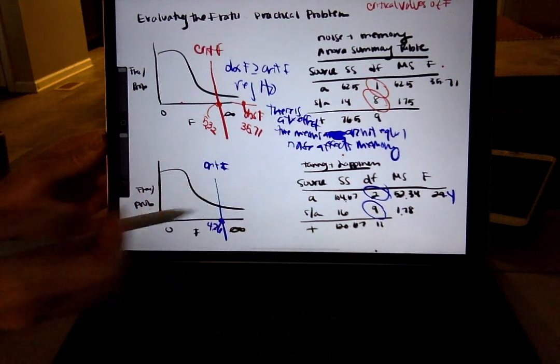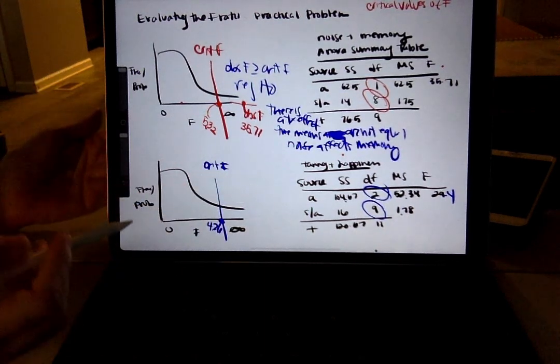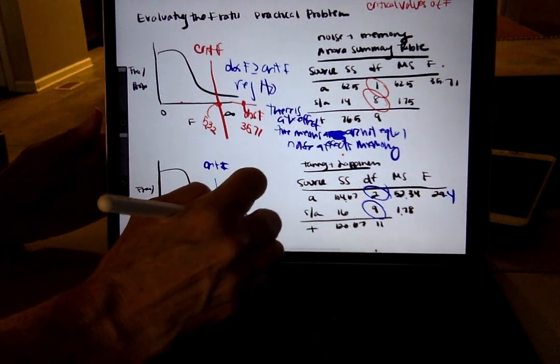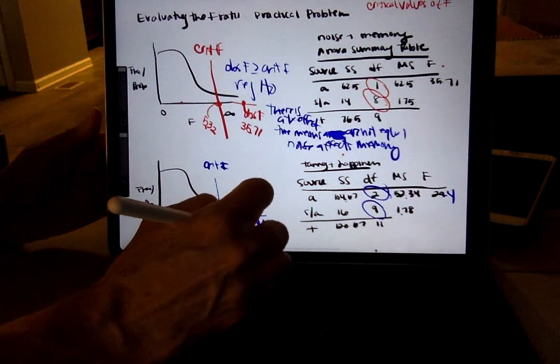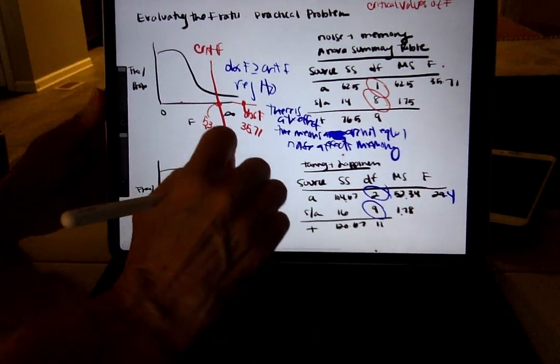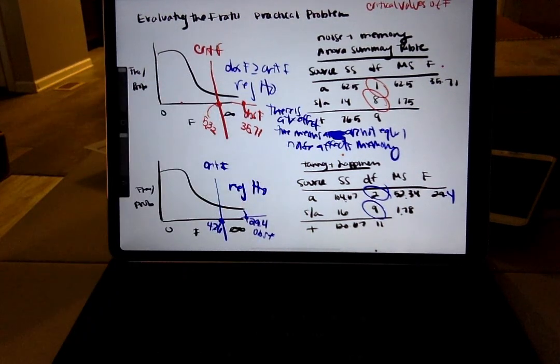Does our observed F go to the left or the right? 29.4 is greater than 4.26, so our observed F goes to the right. So again, this is going to be a reject null hypothesis. So in the training, tanning and happiness one, we are also going to conclude that there is a treatment effect. The means are not equal, and tanning does, in fact, affect happiness.